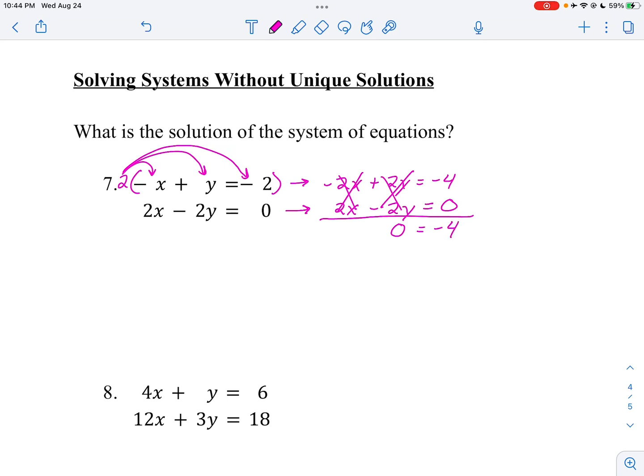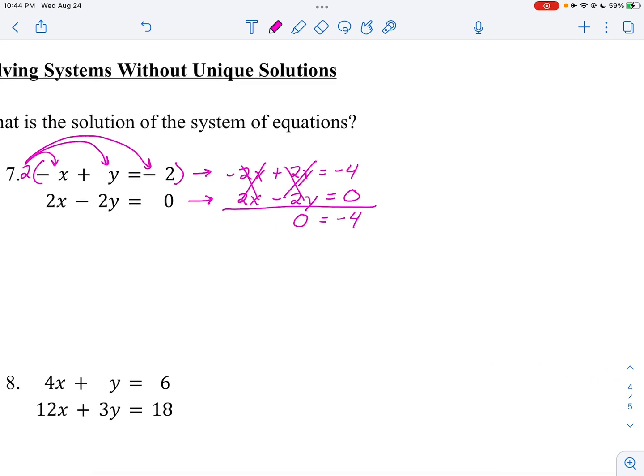So anytime that all of your variables cancel out and all you have is a number equals a number, that means it's some kind of special case. It's either infinitely many solutions, IMS, or no solution. So what you want to look at is this statement that you have at the end, your number equals a number. Decide if that is true or not.